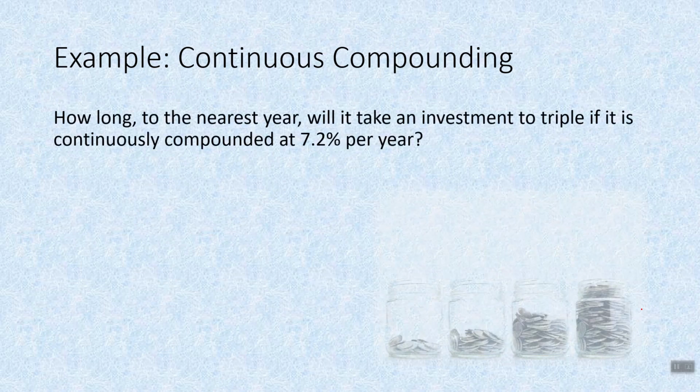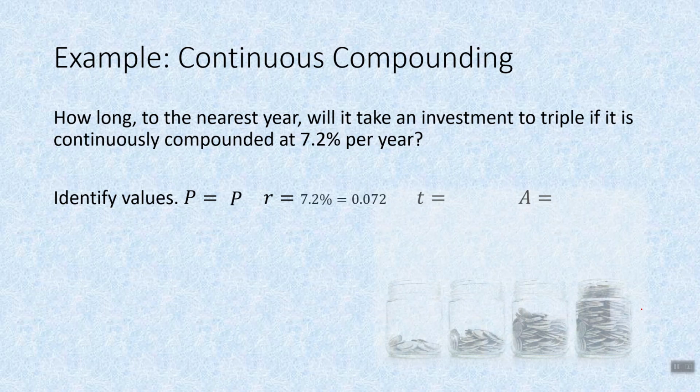All right, let's look at continuous compounding. We want to find how long to the nearest year it will take an investment to triple if it's continuously compounded at 7.2% per year. So let's identify our values. How much are we investing? We have no idea. Some investment, so let's call that P, our principal. Our interest rate is 7.2%, 7.2 divided by 100, which is 0.072.